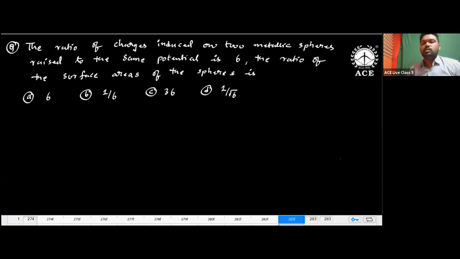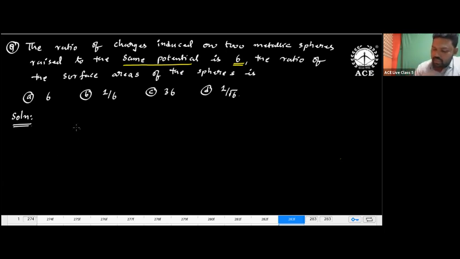Yes, what is the answer? Very good, 36. Okay, see here. Let us have some rough diagram here. There are two spheres. The ratio of charges induced on the two metal spheres raised to the same potential, potential is same, the charges ratio is 6. It is asking the ratio of surface areas here, right?